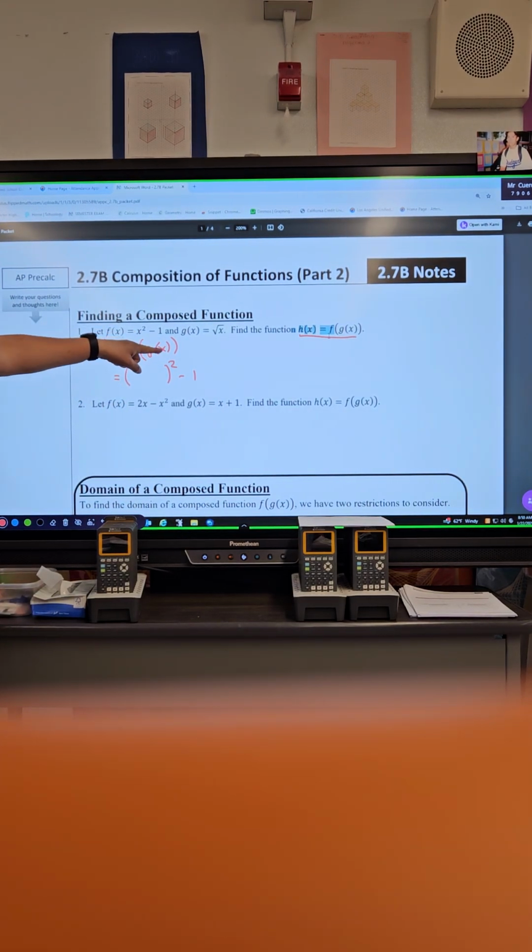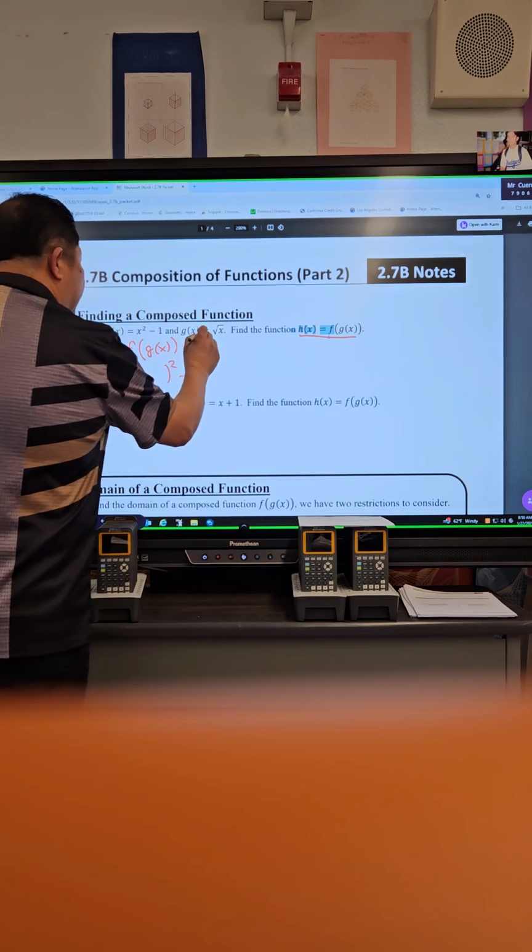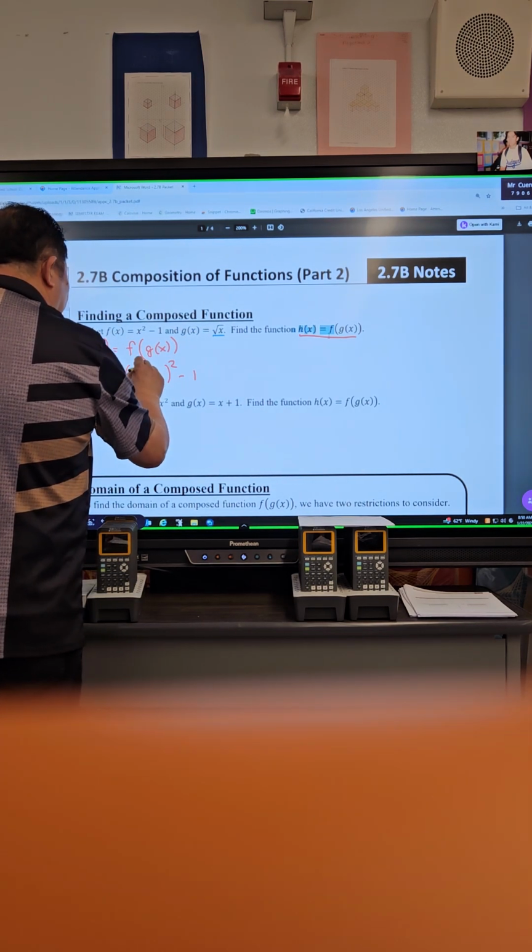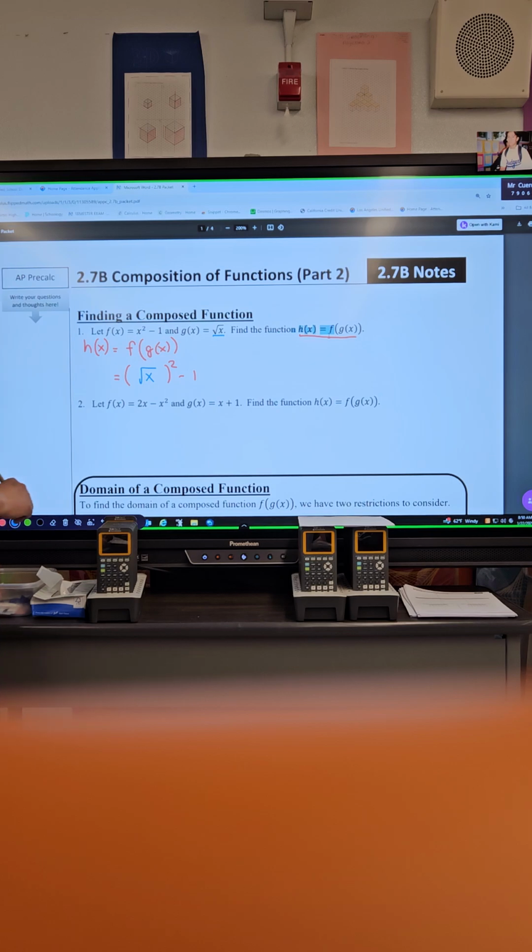And what is the inside right here? What is the inside function? The g of x. And what is g of x defined as? Square root of x. So I'll just do color coding that this is to be written inside, since the g of x is inside. Is that clear, guys?